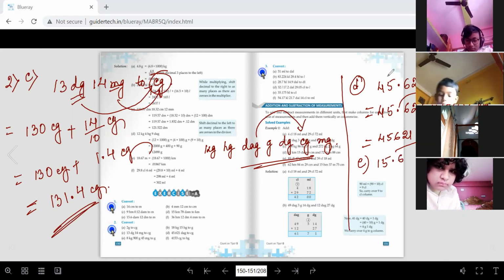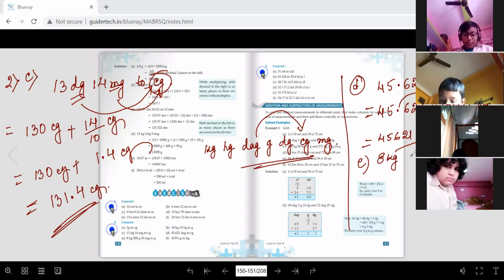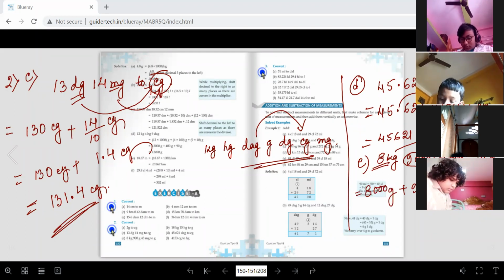What is number E? Ma'am, 8 kg, 900 gram, 45 milligram. Convert it into which? Into gram. Okay, so this 900 gram will do anything? No, it will remain as it is. Understood? 8 kilogram should be 8,000 gram. And 45 milligram means 45 by? By 1,000, exactly.